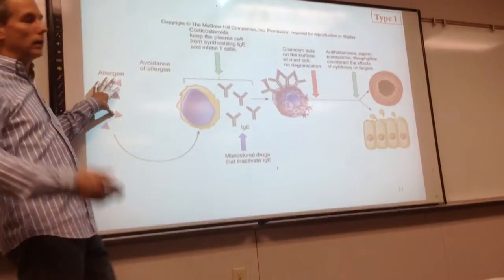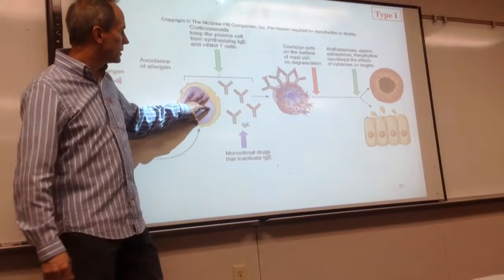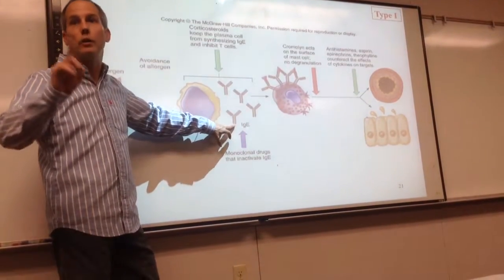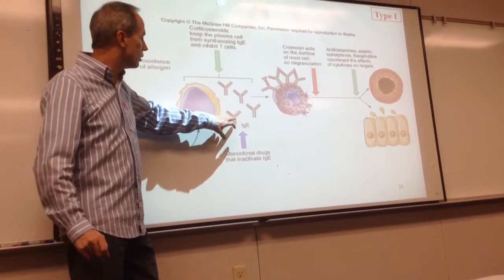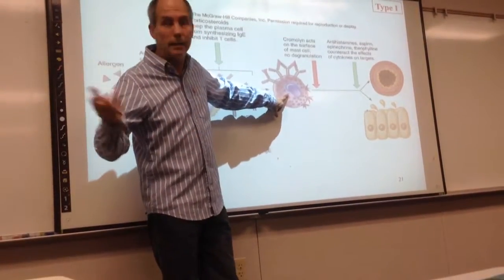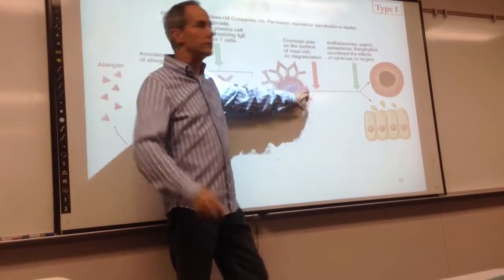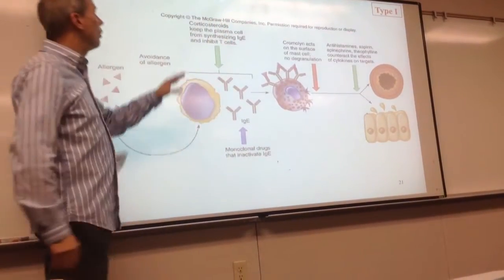Or allergen, okay, used interchangeably. Do you notice that what happened was these plasma cells would synthesize immunoglobulin E? Do you guys remember that? And immunoglobulin E would attach to what type of cells? Mast cells, and then the mast cells would do what? Release them. Degranulate. So here's how steroids work.